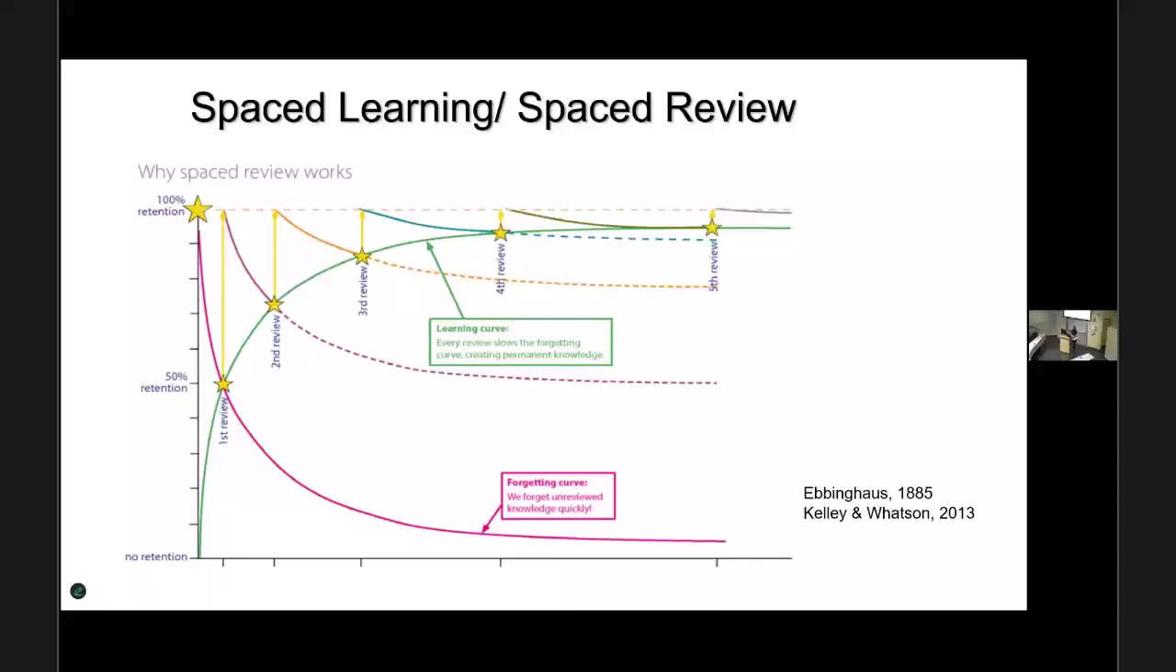But to have that topic come back up again and again and again is a great way to make it stick and to get students on the learning curve, which is the curve in green, rather than the forgetting curve, which means I crammed it, I saw it, and then I never saw it again, and I quickly forgot it.